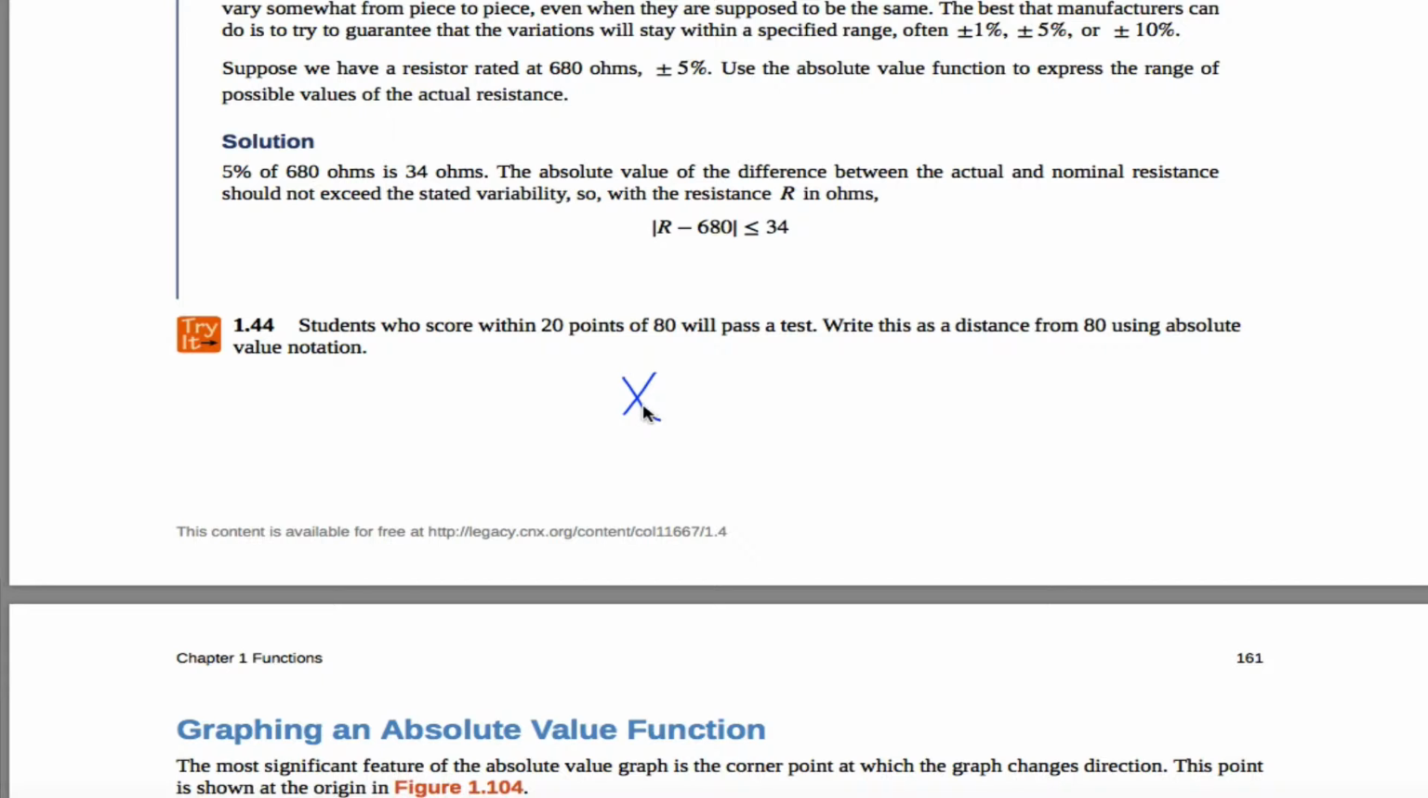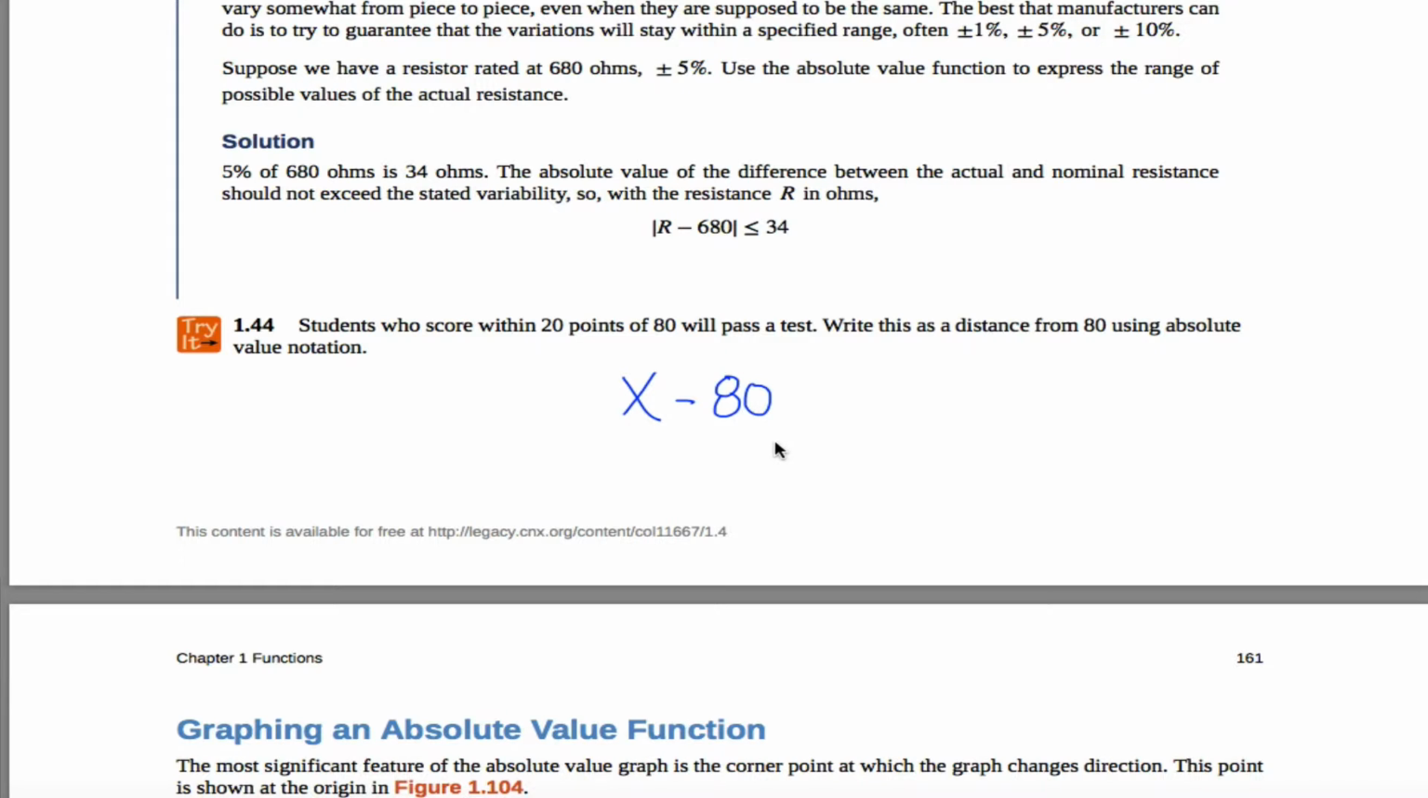The student's score, we don't want that to be close to 20. We want that to be close to 80. Students who score close to, don't worry about the fact that it's 20 for now, close to 80 will pass a test. So I want X to be close to 80. How can I figure out how close X is to 80? Well, using subtraction. I could write something like X minus 80.